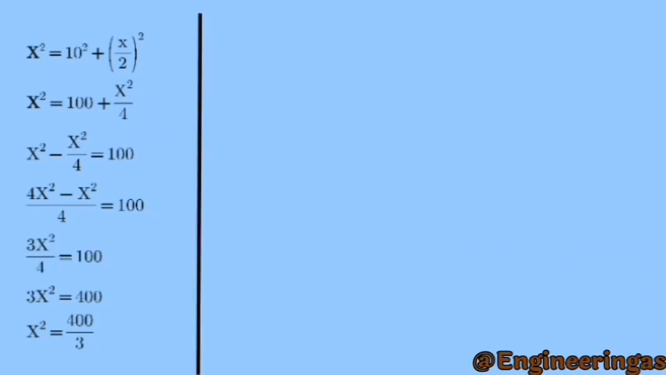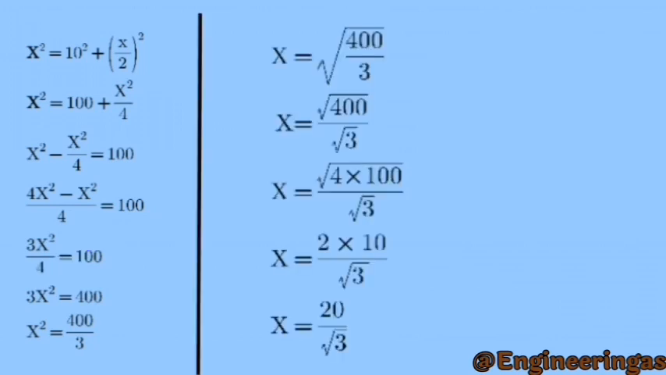Then x will be under root of 400 over 3. This means x equals to root of 400 over root 3. 400 means 4 times 100. So x equals to 2 times 10. 2 times 10 is 20. So x will be 20 over root 3. So the side of the triangle is 20 over root 3.